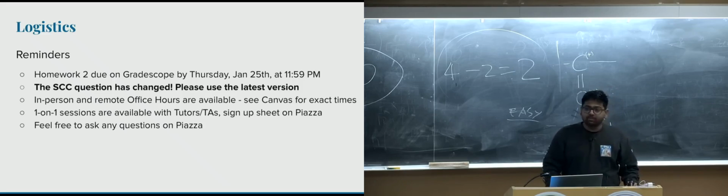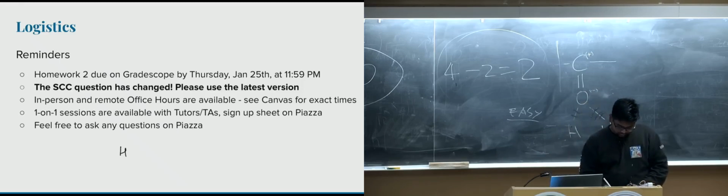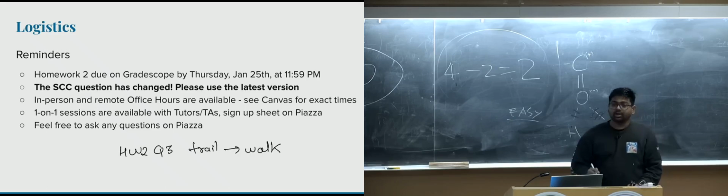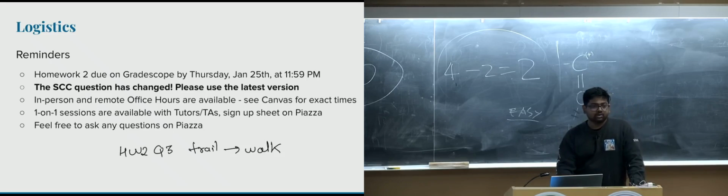Also problem 3. If you have already seen that problem, you might remember that in that question we asked you to find a trail going from S to T. We have changed that to walk now. So for homework 2, question 3, we are changing this trail to walk. That means you can repeat edges as well. Initially we had the restriction that you cannot repeat the same edge twice, but now you can do that. We hope this will reduce the complexity a little bit. Any questions?